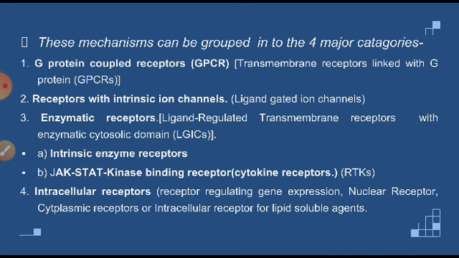So the first transducer mechanism is G protein coupled receptors, GPCR. They are also called transmembrane receptors linked with G protein. Next is receptor with intrinsic ion channel.